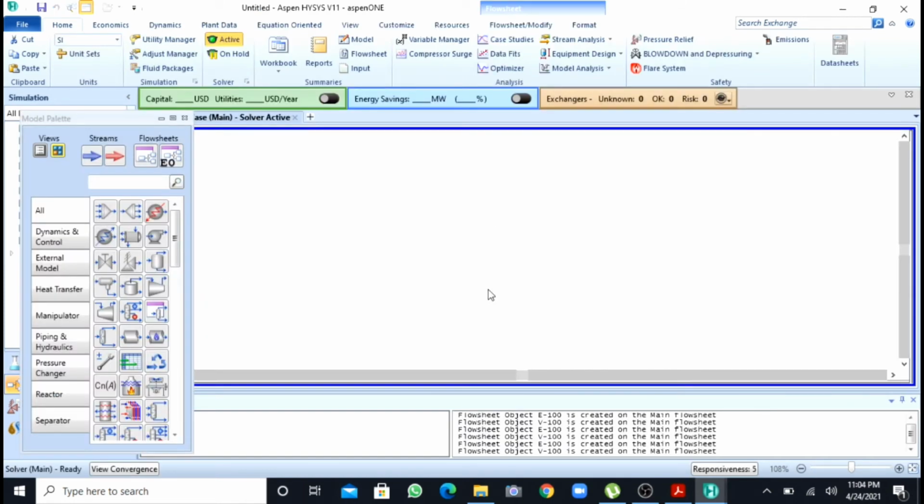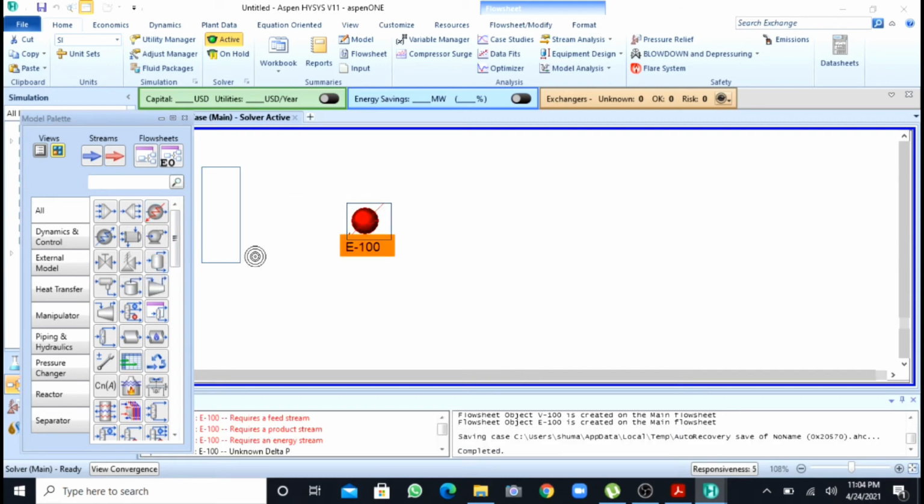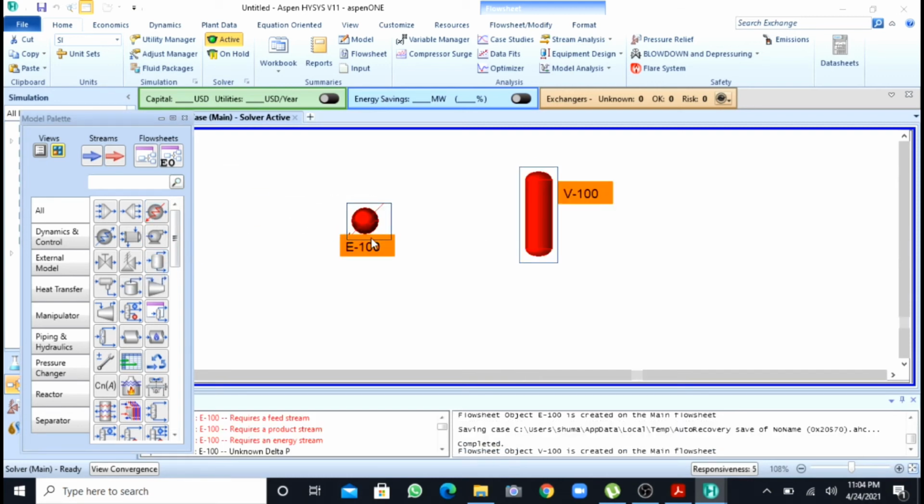After moving to the simulation environment, we see that in Aspen HYSYS there is no such equipment as a flash drum. In Aspen Plus we have a flash drum by which we can do flash distillation. But in Aspen HYSYS we have to use two equipments: first a heater and then a phase separator. The heater will vaporize 25% of the feed, and in the phase separator we will give enough residence time for the vapor and liquid to separate. So let's start with our simulation.